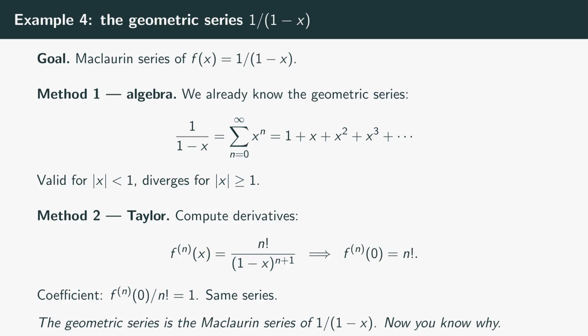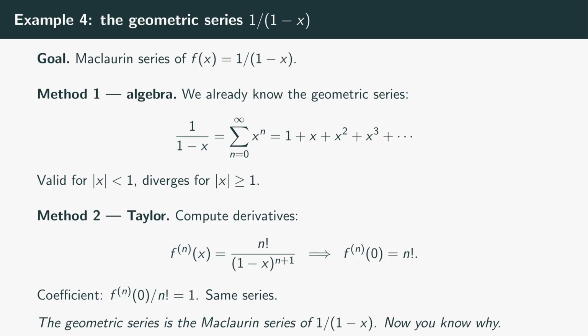Fourth example: Maclaurin series of 1 over 1 minus x. This one we sort of already have. The geometric series, the sum of x to the n, equals 1 plus x plus x squared plus x cubed, and so on, equals 1 over 1 minus x when the absolute value of x is less than 1. That's the geometric series formula from episode 12. It diverges for the absolute value of x greater than or equal to 1, because the terms don't go to 0.